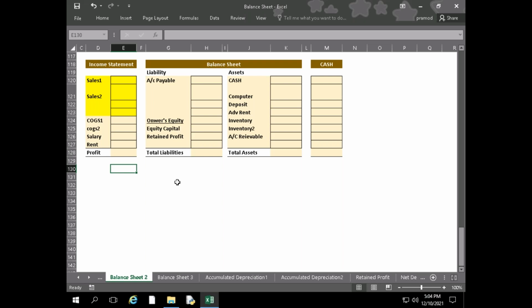Okay, sir. So in the asset side, what do we have to do, sir? In the asset side, you have the cash flow. No, this 5,000 you are minusing. Yes, sir. This remaining cash itself you carry forward to the asset of cash. Correct, in the balance sheet.